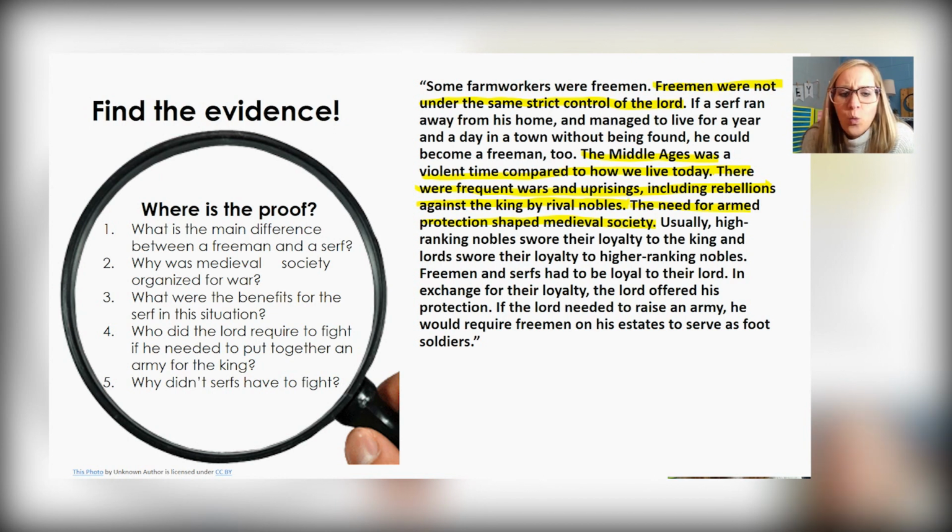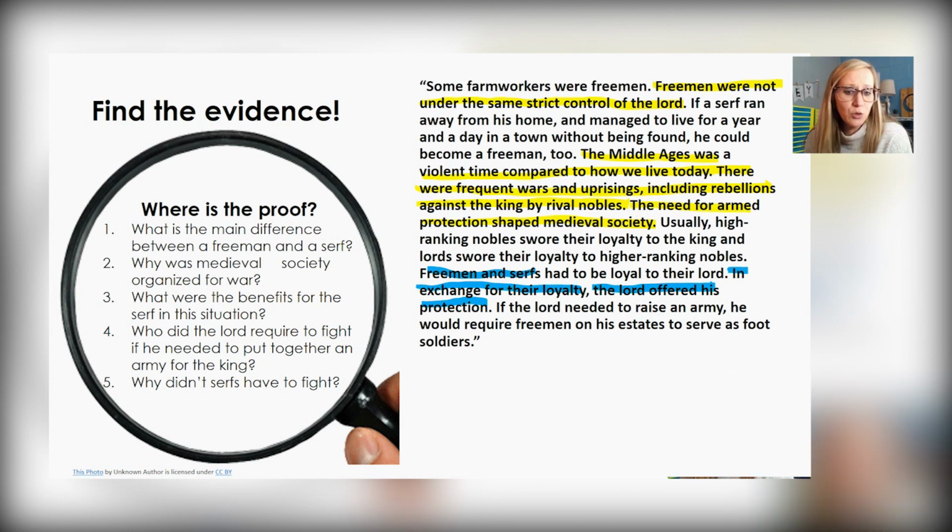In addition, what were the benefits for the serfs in this situation? Think about that. What were the benefits? Honestly, I don't think there's any benefits either. But when I read just a little bit further, what caught me at the very end is that in exchange for loyalty by both the freemen and the serfs, the lord offered his protection. So I suppose that's a benefit for the serf there.